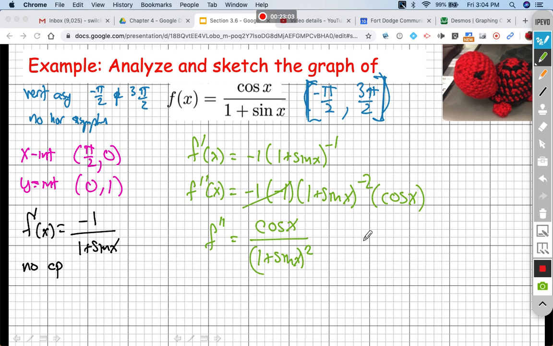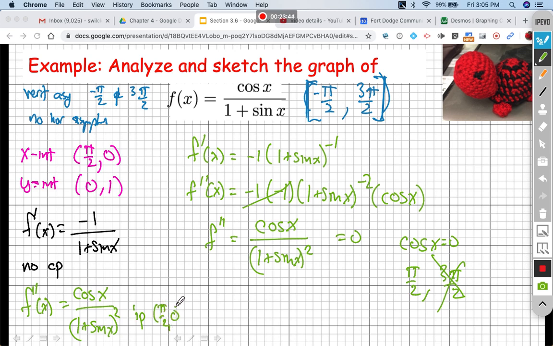And where this equals 0 is going to be where the cosine x equals 0. And that's going to again be pi over 2, 3 pi over 2. 3 pi over 2 doesn't count for the same reason it didn't count when we were talking about x-intercepts. So my second derivative is going to be cosine x over 1 plus sine x squared. And I can have an inflection point at (pi over 2, 0).